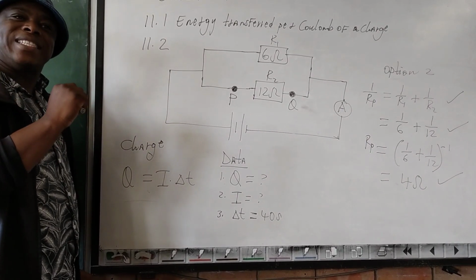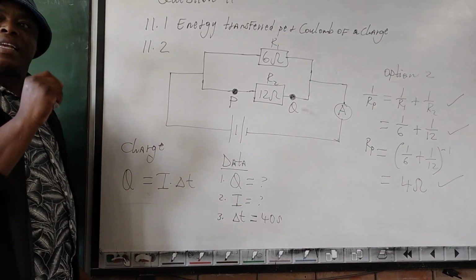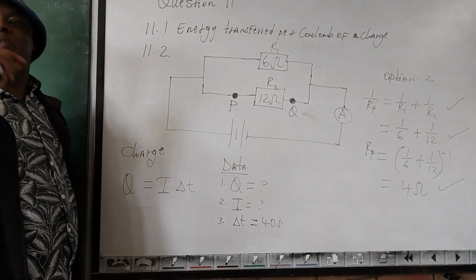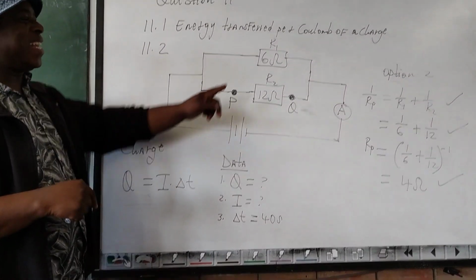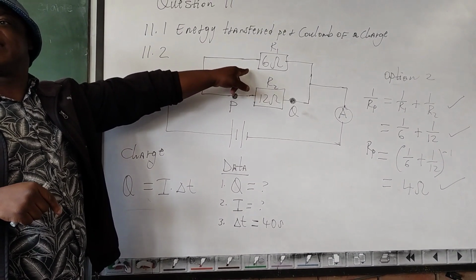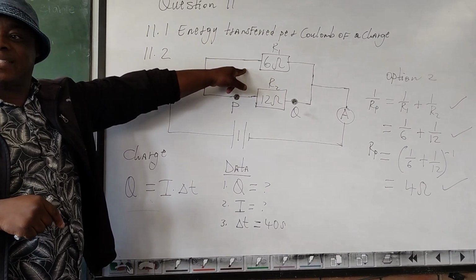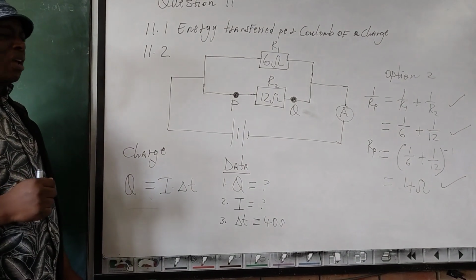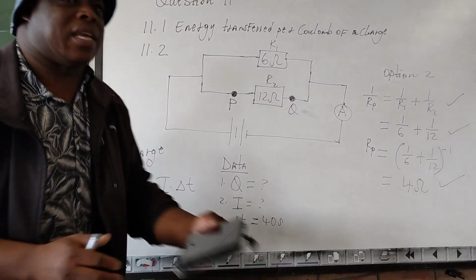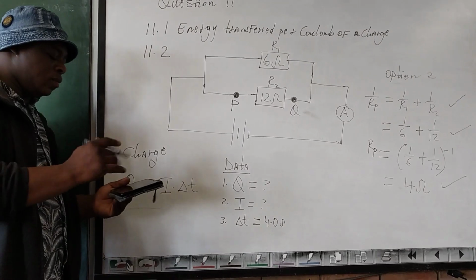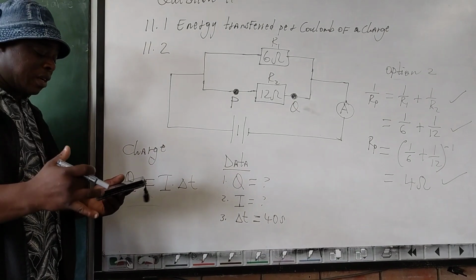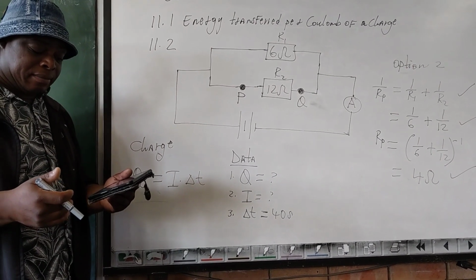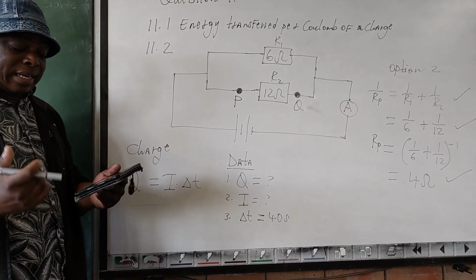Do we have total current? Yes. Do we have total resistance? Yes. What do we need now? We need current through 6 ohm, right? Now, what do you think? The steps we must take? We go back to the question. We check: is there any other data that can assist us in this? Do you see anything that can assist us?